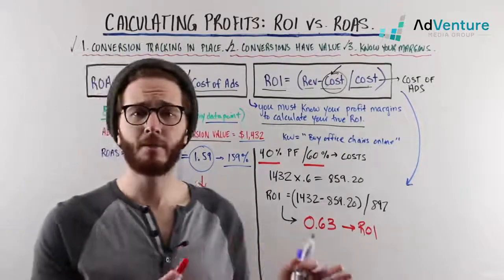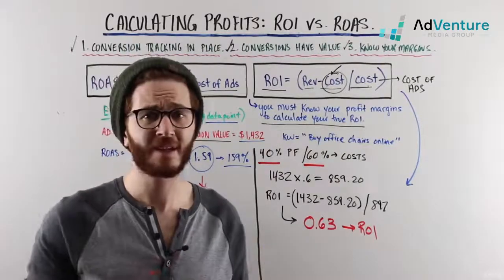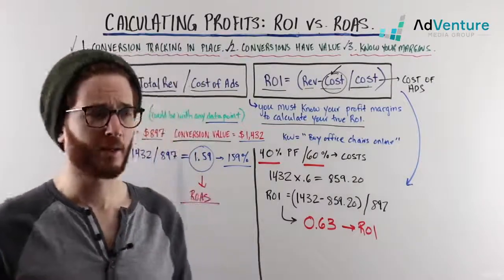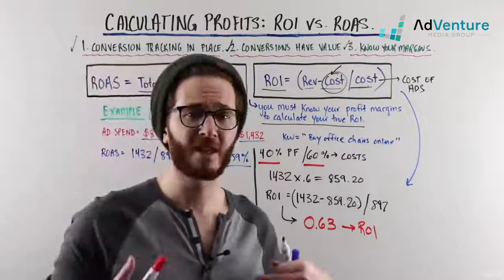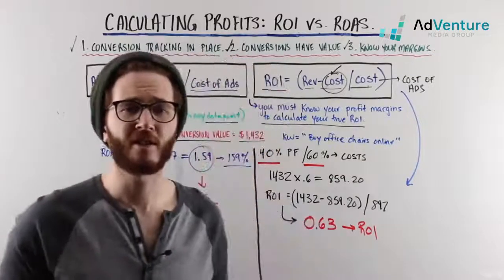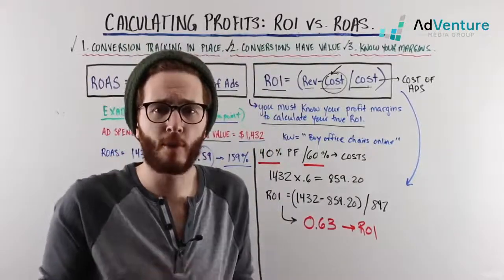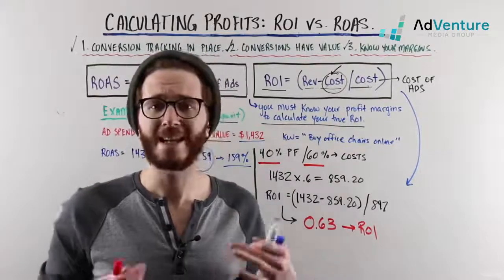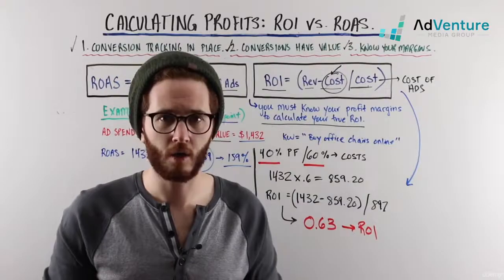Now, that doesn't necessarily mean you should shut off your campaigns. In fact, in most cases, it doesn't, because there's other types of value that a client brings. You have to think about word of mouth referrals. You have to think about the value of your company getting more exposure. It might be perfectly fine to have a 0.63 ROI. It totally depends on your marketing goals and your business goals.